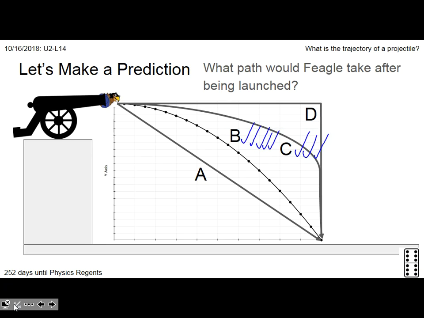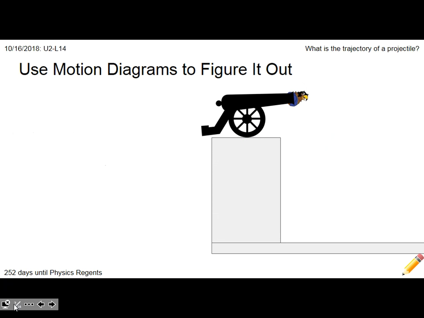Okay, let's see if we can take two ideas and actually prove what the correct shape of this path would be. So what I'd like you to do now is on your whiteboards, we're going to make a motion diagram for the horizontal motion and then for the vertical motion. And then I'll show you how you could take those two motion diagrams and actually draw out what this path would be. So here's what I want you to do.